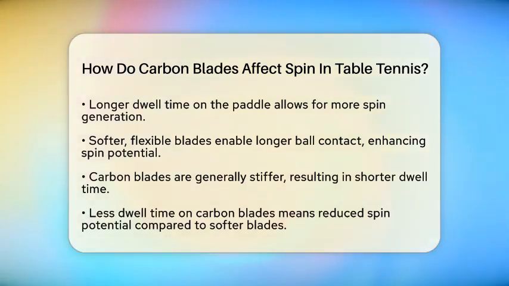This stiffness means that the ball does not stay on the paddle for as long. As a result, carbon blades generally offer less spin potential compared to all wood or softer blades. The ball tends to bounce off the carbon blade more quickly, which can make it trickier to control spin-heavy shots like loops. However, not all carbon blades are the same.